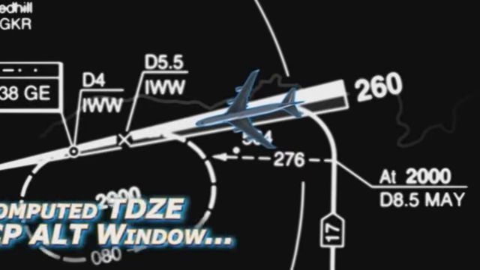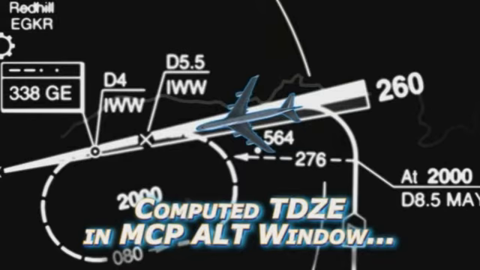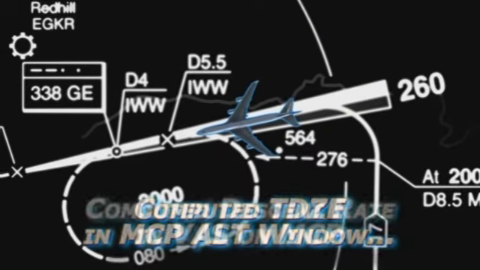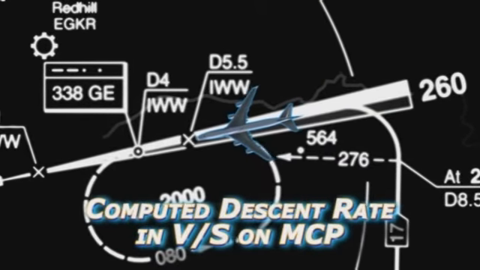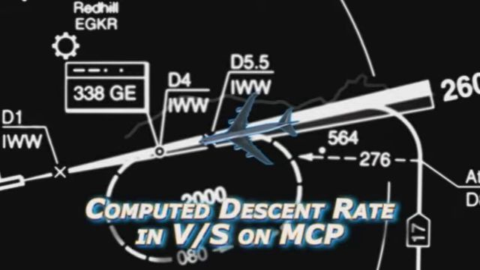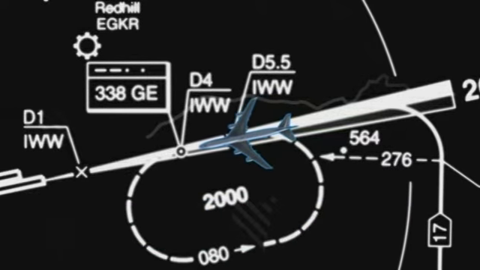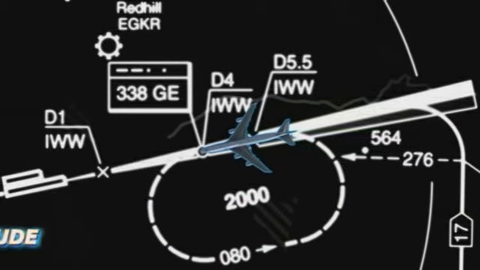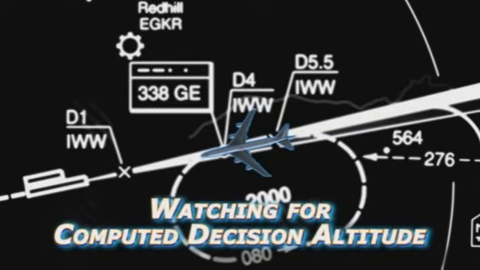With the correct computed touchdown zone elevation in the MCP altitude window, the aircraft will be nosed over to the computed descent rate via the vertical speed wheel. Now descending toward the runway, you are watching out for the computed decision altitude.